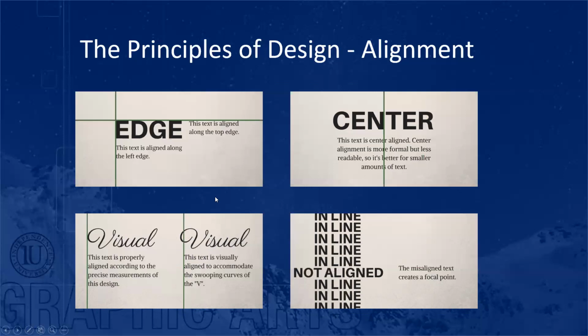I know that doesn't seem like it makes a lot of sense, but when you see something that's not aligned properly, it absolutely makes sense. Right here, we have some text where the focus is jumping right to it because it's not aligned with the rest of it.